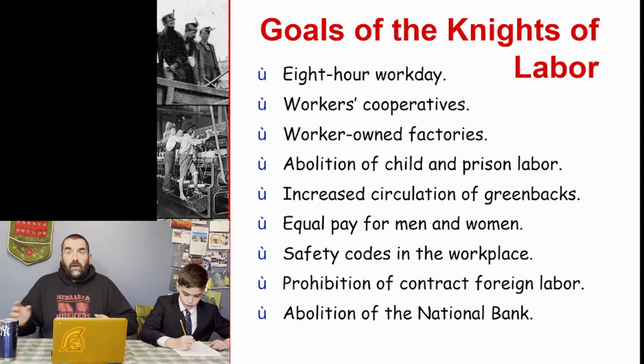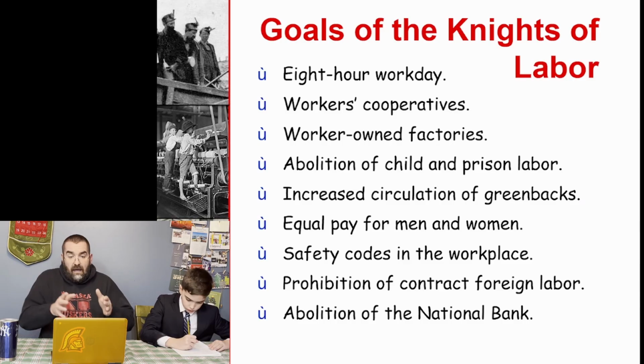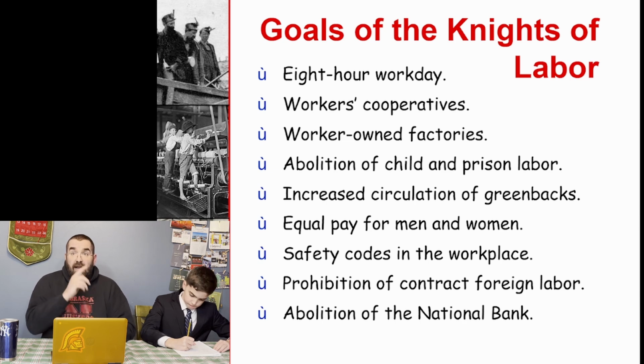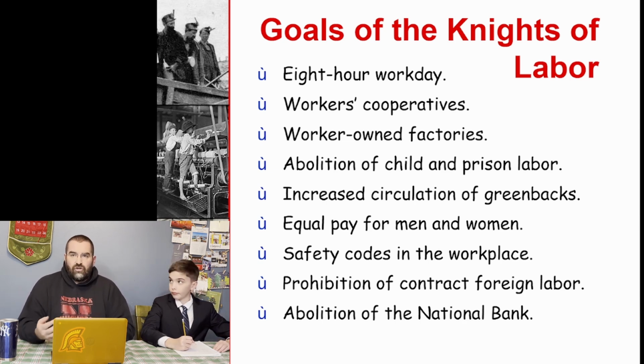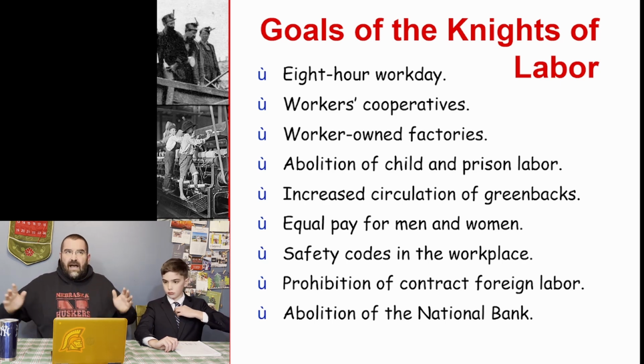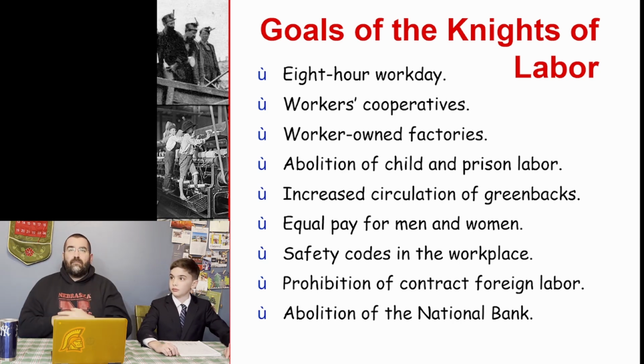More safety codes in the workplace. Okay, that one's pretty connected to work. They wanted to ban foreign contract labor, where immigrants would be brought in for short periods of time to work and go home. In fact, the Knights were one of the biggest supporters of the Chinese Exclusion Act. They also wanted to abolish the National Bank. Well, again, instead of focusing on one or two things, the Knights got more and more, how do I want to say this, scattered. They allowed more intellectuals in, more people who were associated with radical groups, and that ultimately is what did them in.